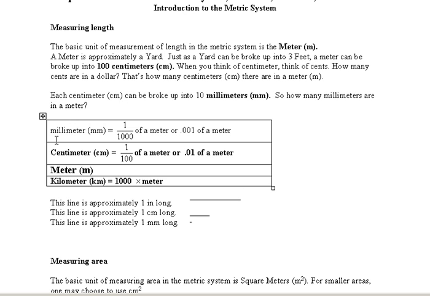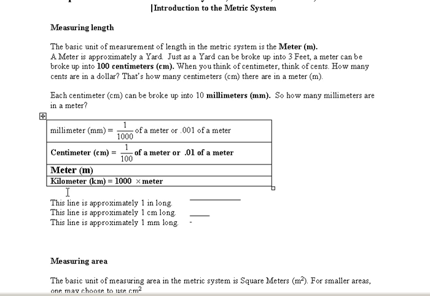meter. So a millimeter, which is abbreviated mm, is equal to 1/1000th of a meter, or 0.001 of a meter. Or you could say a meter is equal to 1,000 millimeters. A centimeter is 1/100th of a meter, or 0.01 of a meter. Or you can say a meter is equal to 100 centimeters. And here's your base unit for measuring length, a meter, which is a little bit bigger than a yard.